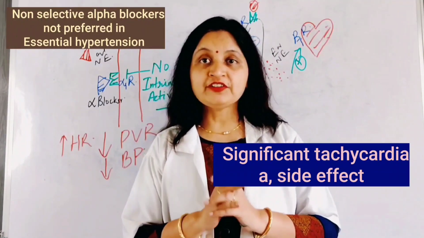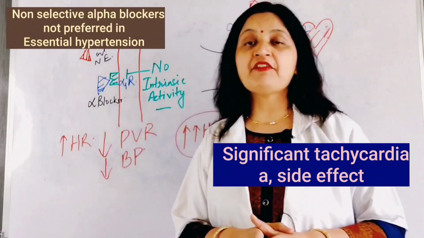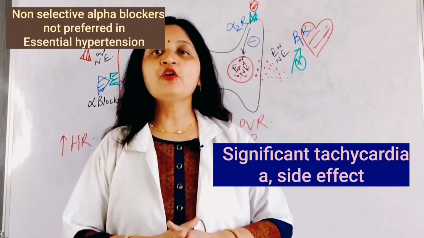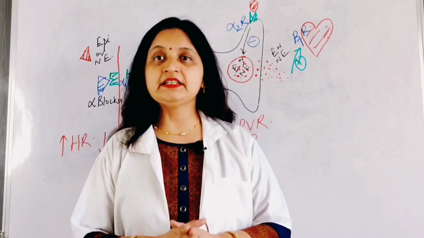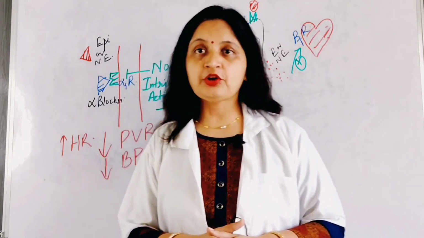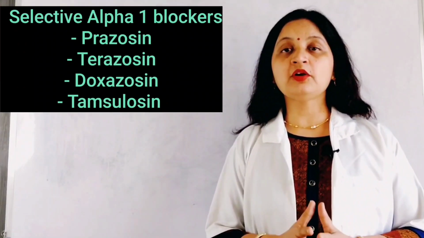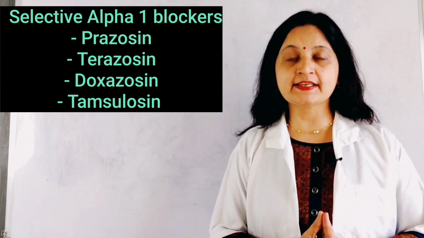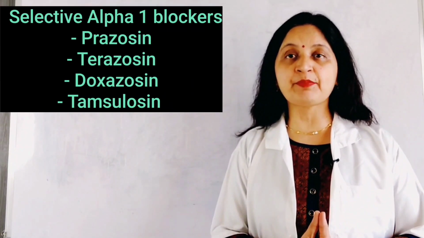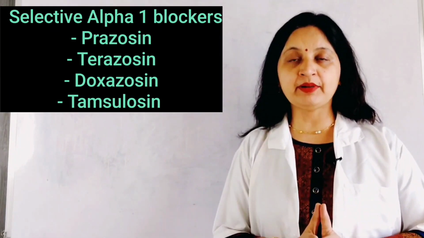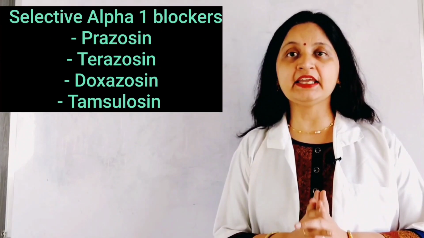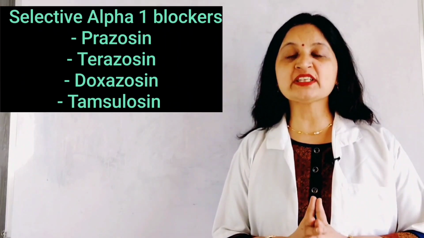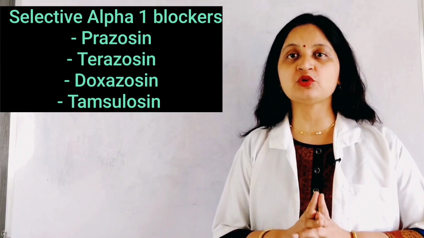There is increased risk of tachyarrhythmias, and therefore non-selective alpha blockers are not preferred for the treatment of essential hypertension. Therefore, selective alpha 1 blockers such as Prazosin, Terazosin are commonly used for the treatment of hypertension. So let us now learn more about the selective alpha 1 blockers that are known to antagonize alpha 1 receptors expressed in the vascular smooth muscle, decreasing the peripheral vascular resistance and lowering the blood pressure, and this is accompanied by a slight increase in heart rate. Now, the drugs that are commonly included in this category are Prazosin, Terazosin, Tamsulosin and Tamsulosin.